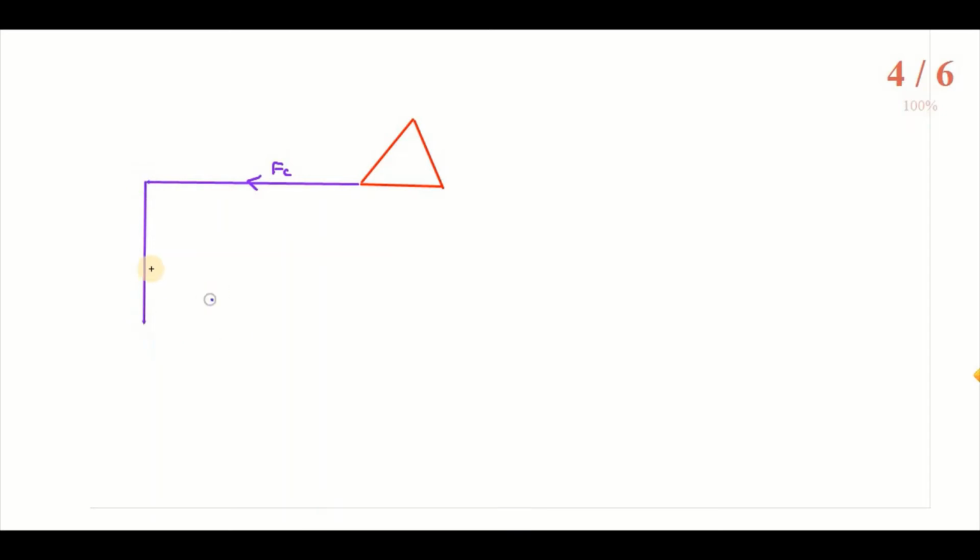So these two are measurable. Now from this tool tip towards this Ft, if we join these 2 points, then we are getting the resultant of forces, that is given by capital letter R, where R can be given as under root Fc square plus Ft square.